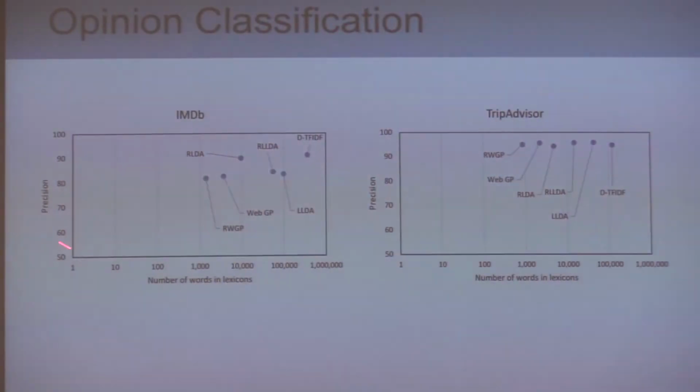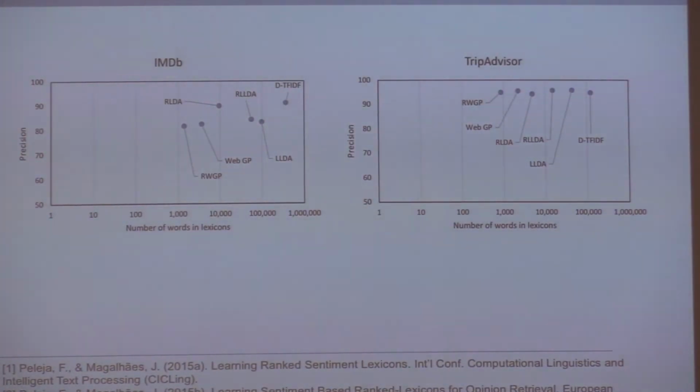About the results, I'm just going to show you the results for the opinion classification, and I want to highlight two things here. Here we are looking at precision in the Y's. In the X's, we have the number of words that the sentiment lexicon requires to achieve that precision. This is for the IMDb dataset, and this is for the TripAdvisor dataset. For all the tasks, we were able to show that either we outperformed the other approaches or we had comparable results. If you look at the results, these ones here are our models, so this is rank LDA. And here we have the other approaches, such as WebGP and labeled LDA.